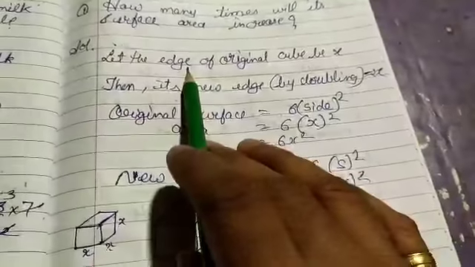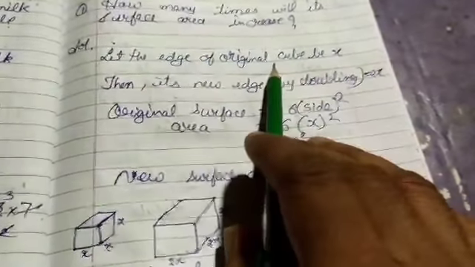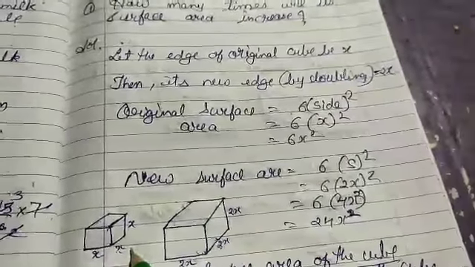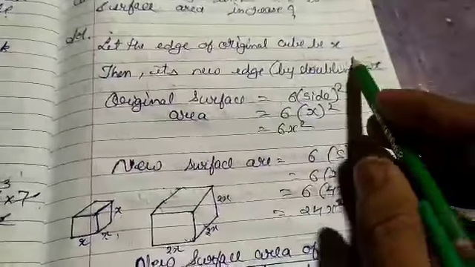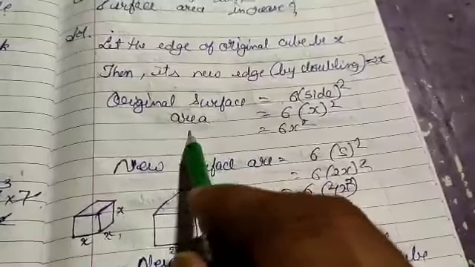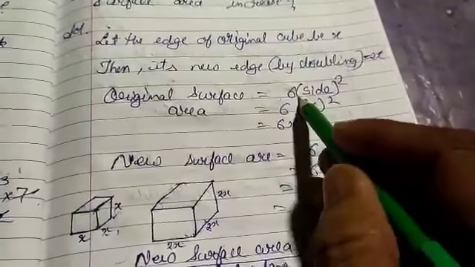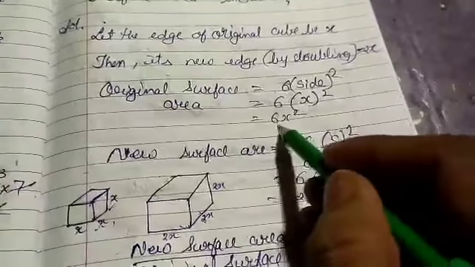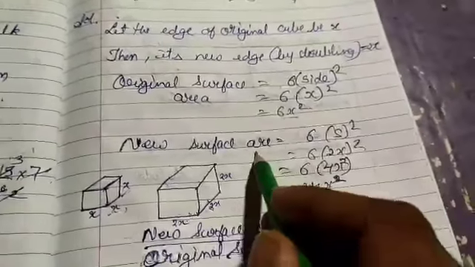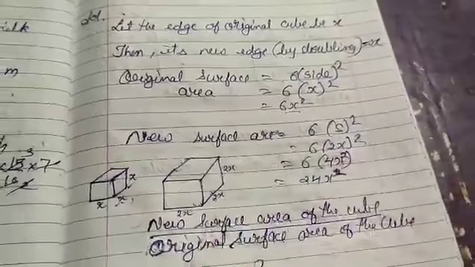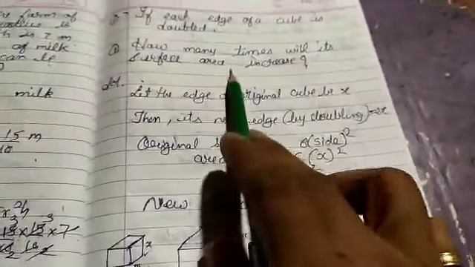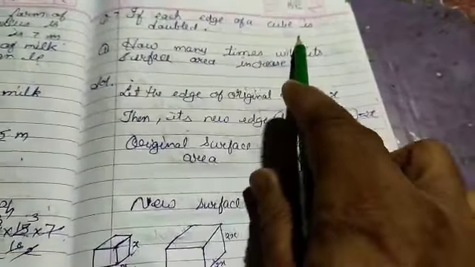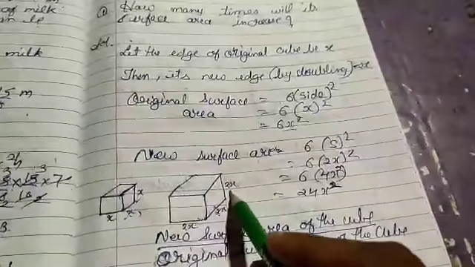First, let the edge of the original cube be x. I suppose it as x, that is length into length into length is x. Let us find the original surface area, that means 6 sides, each a square. Each side is x, so x square, giving 6x square. Now the new surface area: the edges of the cube are doubled. If the edge is x, it will become 2x.